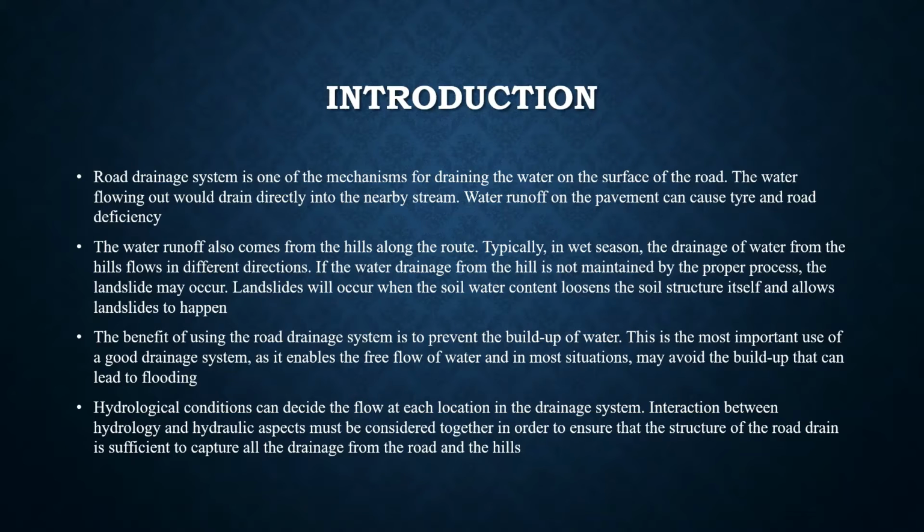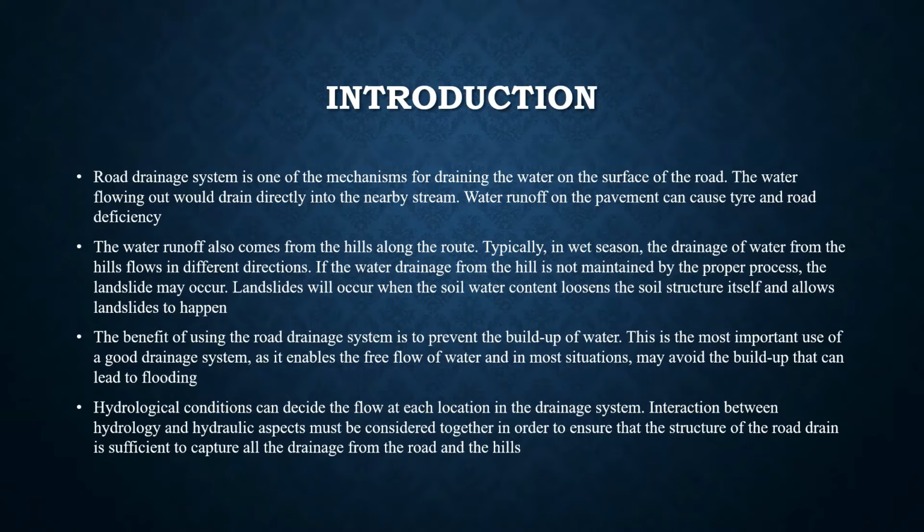Besides, the water runoff also comes from the hills along the route. Typically, in wet season, the drainage of water from the hills flows in different directions. If the water drainage from the hill is not maintained by the proper process, a landslide may occur. Landslide will occur when the soil water content loosens the soil structure itself and allows landslides to happen. As a result, the road drainage mechanism is one of the most effective ways to keep ground from falling.